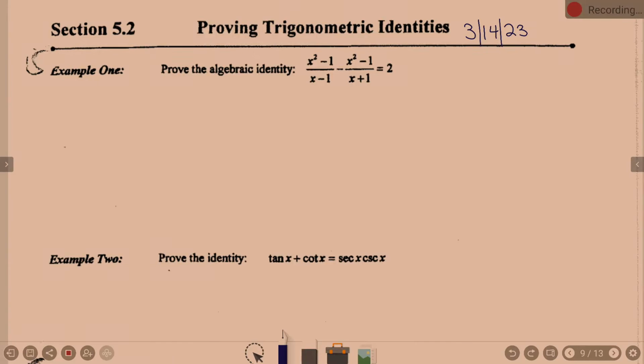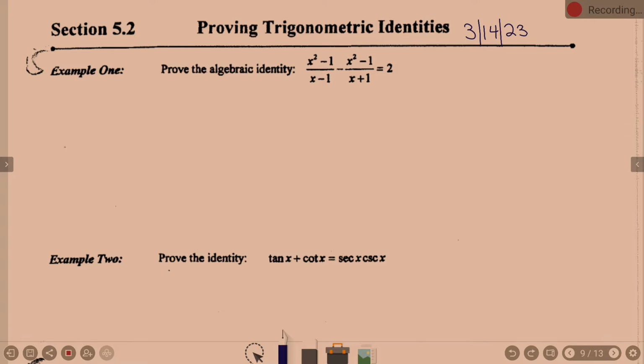As we start into proving these trig identities in 5.2, we're going to start with algebra. This does not use any of our trig identities. We're going to start with algebra. Prove the algebraic identity. My job is to prove that the left equals the right. Our rule of thumb is we take the left, do whatever legal mathematical manipulations we can, and then our goal is to get it to simplify and clean up to be 2.